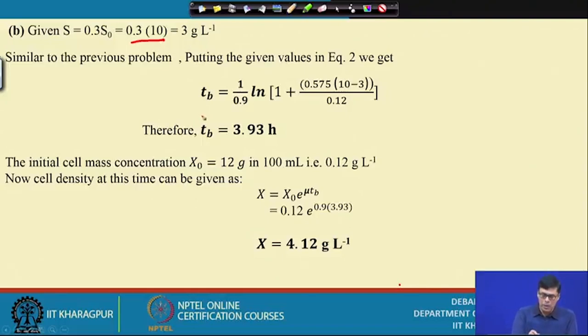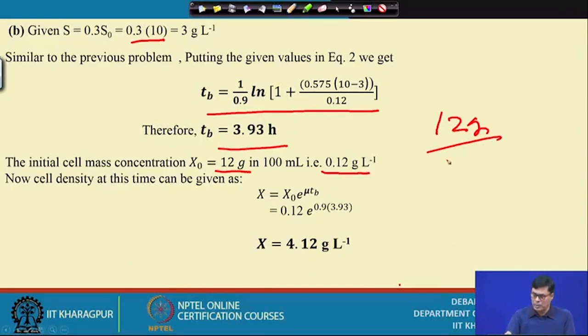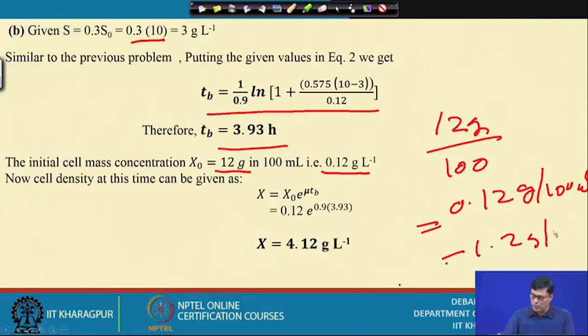Now, we have the previous equation. I can put the values of S 0 and S in this equation and find out the time required to consume the 70% substrate. It is coming 3.93 hours. Now, the initial cell mass is 12 gram per 100 milliliter. If you divide by that, you will get 12 gram per 100 grams. Am I right? So, this will be about 0.12 gram per 100 milliliter. So, per liter it will be 1.2 gram per liter. There is a little bit of error here, please correct it. This will be 1.2 gram per liter, am I right?